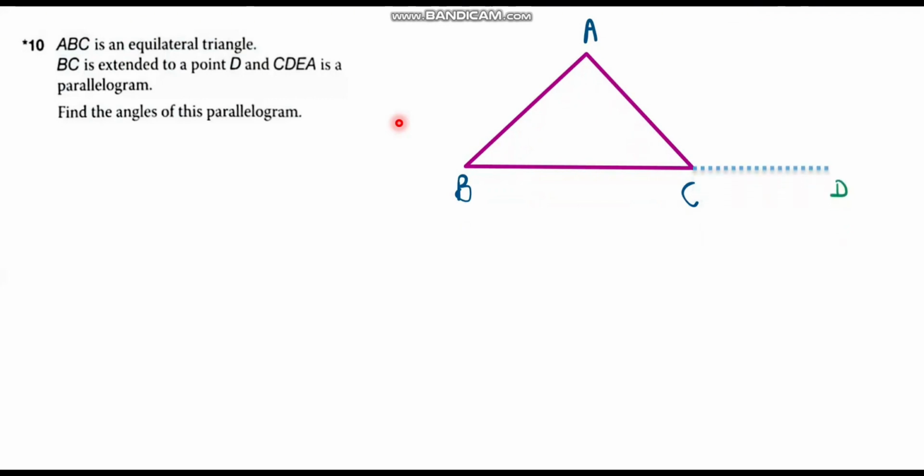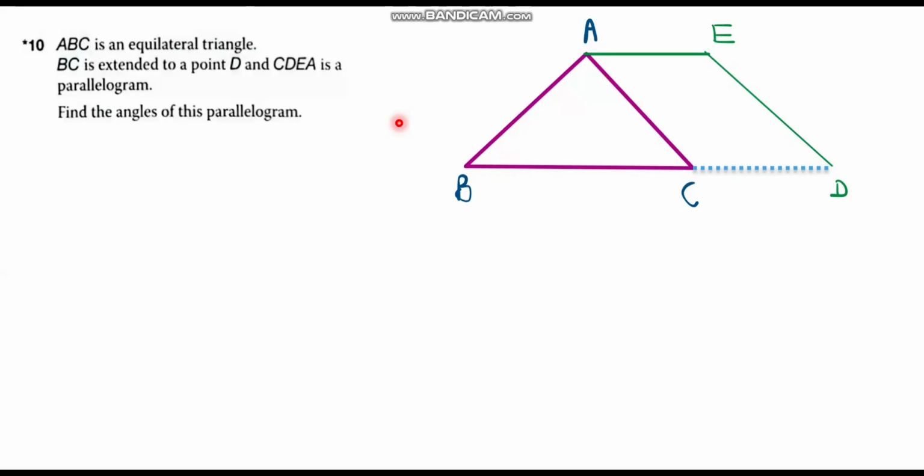In question number 10, we are given an equilateral triangle, ABC. So here we can see an equilateral triangle, and it says that BC is extended to point D. And now if we draw another line that will be parallel to AC, it will make a parallelogram. So we can draw another parallel line and then we can join point A and E. So we can see that we got a parallelogram.